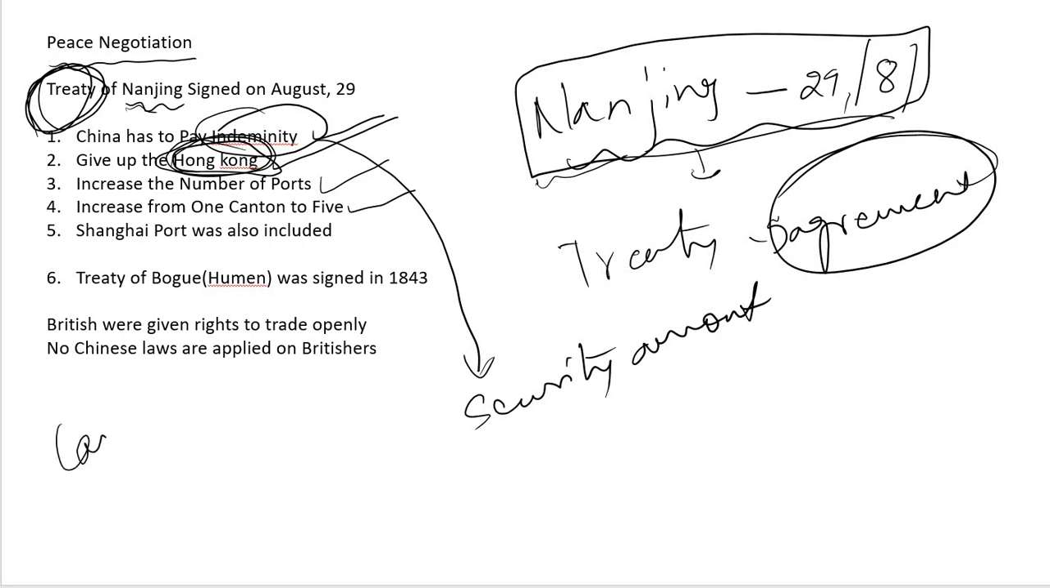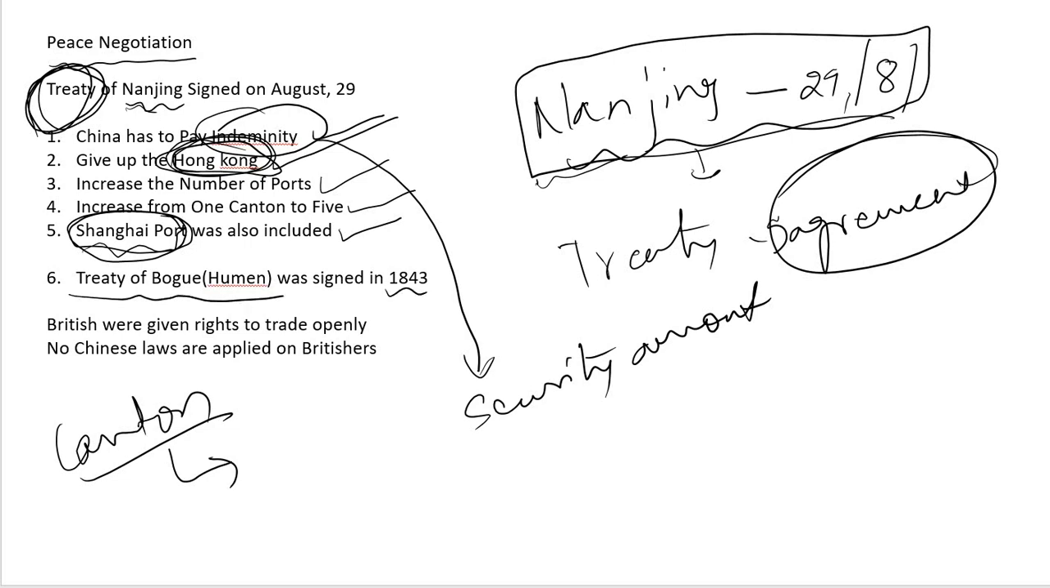Now what is a canton? First we'll see what a canton is. We have already seen the definition of that. It's a government office or a subdivision government office, right? Next, another thing which was included was the Shanghai port. The Shanghai port was also given up to the Britishers. Later, in the year 1843, another treaty was signed, that is the Treaty of Bogue or Treaty of Humen.